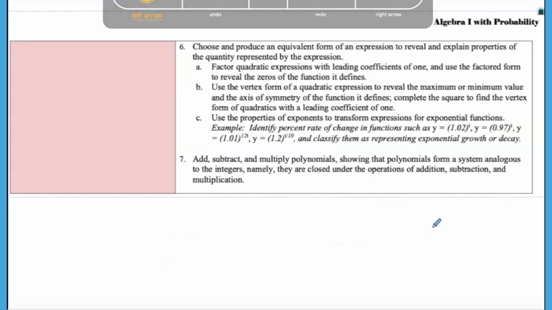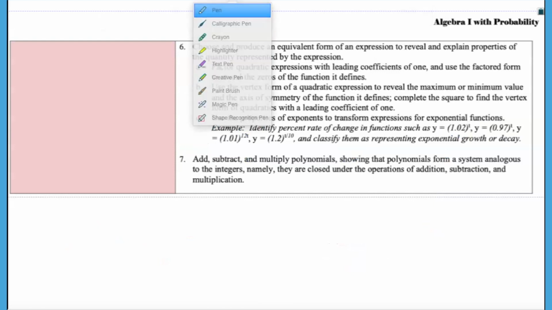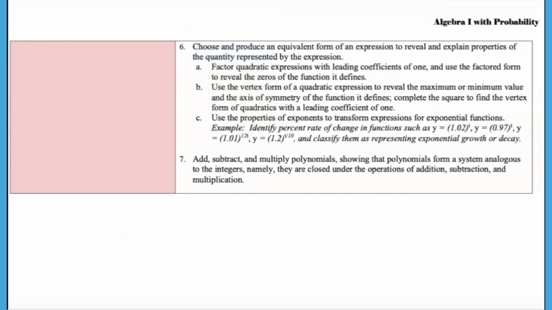So this lesson helps us look at standard 7 in the Algebra 1 course. Right here we're showing that polynomials are just like integers, and they are closed under the operations of addition, subtraction, and multiplication, but not division.